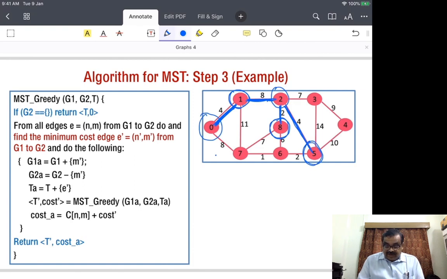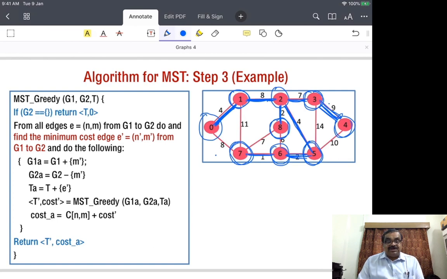Now from this, we can easily see that the next minimum cost edge is this one. The next minimum cost edge to be chosen is this one. The next minimum cost edge to be chosen will be from 7, 14 and 10, which therefore will be this one. The next minimum cost edge chosen will be between 9, 10 and 14, and therefore will be this one. And therefore all the edges marked in blue will give me the minimum cost spanning tree.